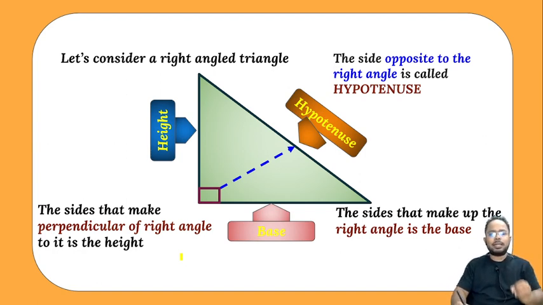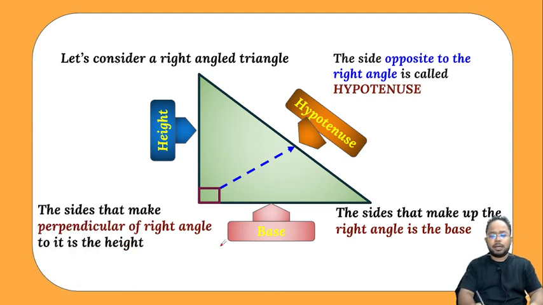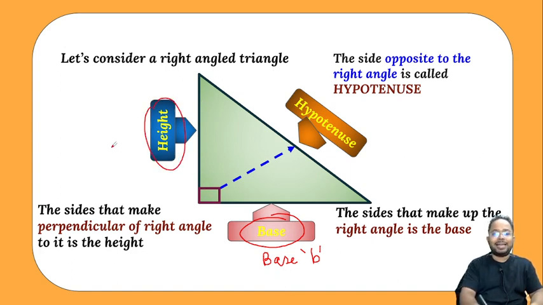So let us consider that a right angle triangle is there. Okay. Now in the right angle triangle, we have 3 sides. Now the lower one is being said to be the base. Generally we write B for base. Then the side perpendicular to the base is called the height. Okay. Or sometimes we say it to be the perpendicular.